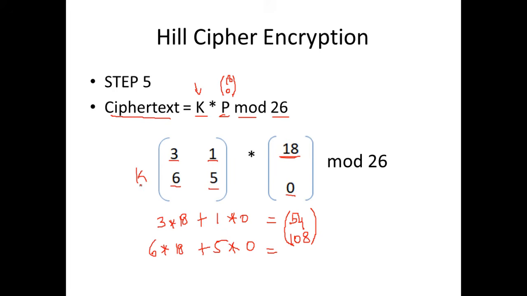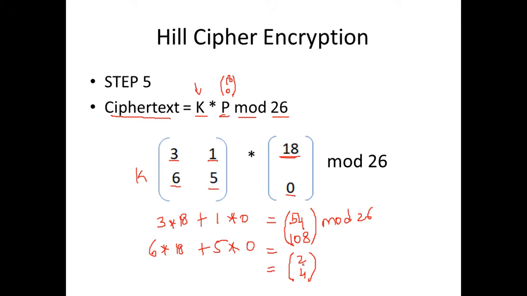So multiplication of the key with the component vector leads to another component vector of size 2, and we have to perform mod 26 of this. So how will you perform mod 26? It's nothing but 54 mod 26. 54 mod 26 is 2. The remainder is 2 when you divide 54 by 26, and 108 mod 26, the remainder is 4. So we have arrived at the result for a computation.